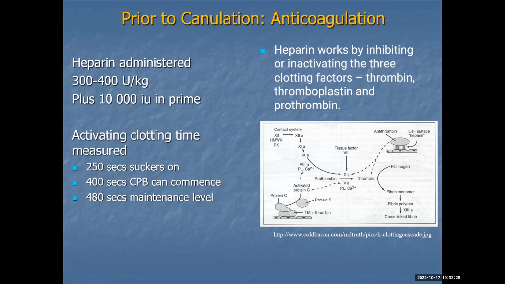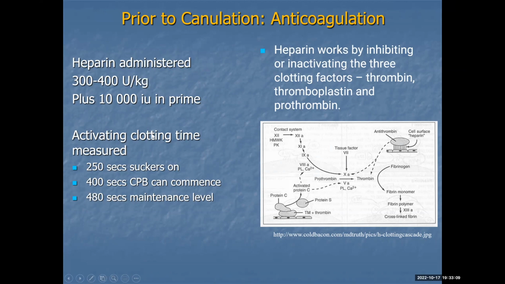At this point, hopefully the anaesthetist is putting our patient to sleep, and then once the patient is in theatre, we would think about anticoagulation. As I mentioned earlier, the anaesthetist will give an amount of heparin. They use 300 to 400 per kilo, and we have 10,000 in our prime. Again, this will vary from centre to centre depending on their protocols and how much the anaesthetist will give. But this is what we use at UHL.